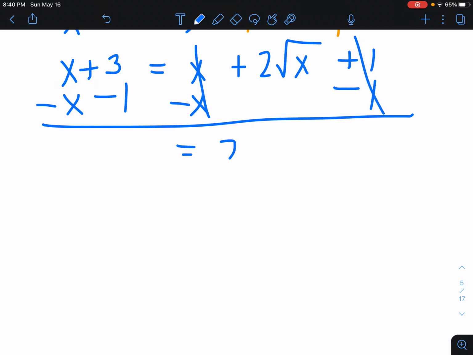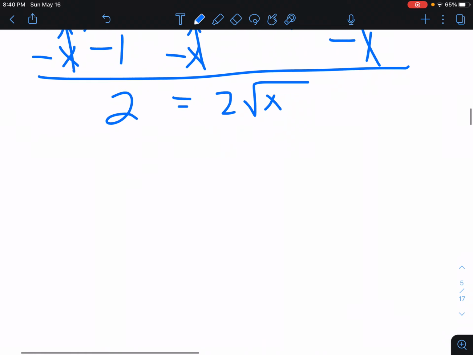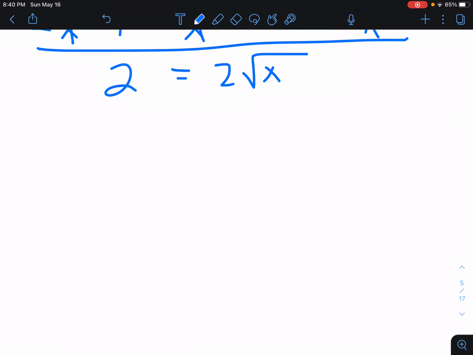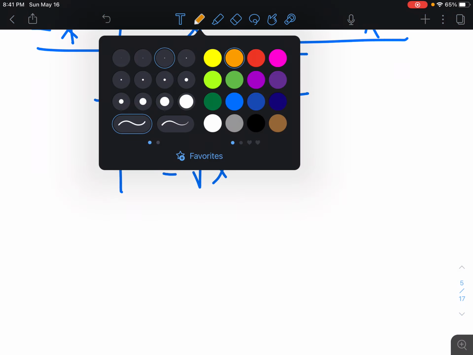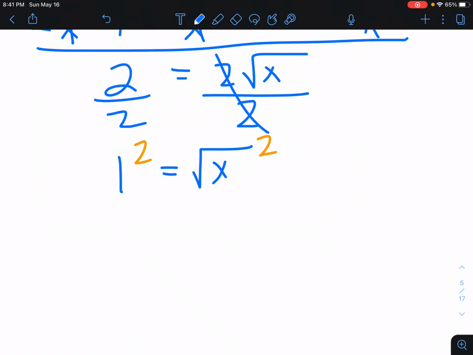So on the right side, just dropping down 2 times the square root of x. On the left side, these add up to 0. 3 minus 1 is 2. And then, still don't square yet. We still have to isolate the radical, divide both sides by 2. And that would be 1 equals the square root of x. Now that the radical is by itself, we can get rid of it and square both sides. So x equals 1 squared is 1.